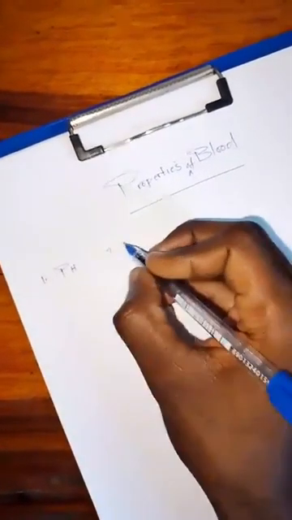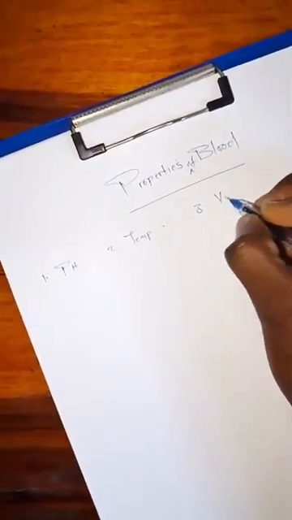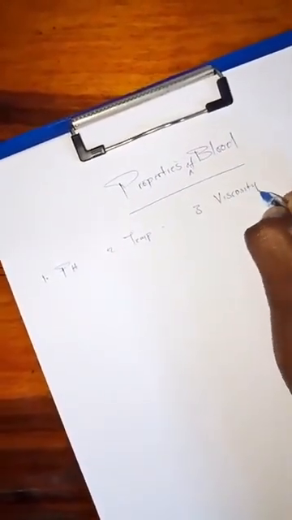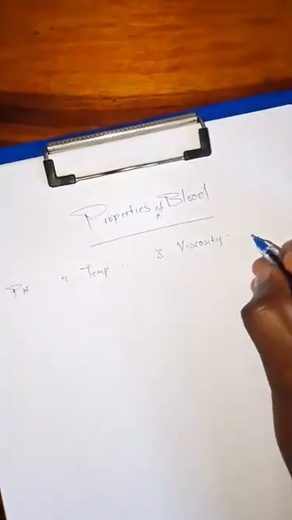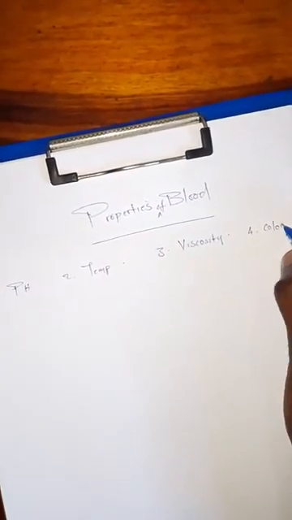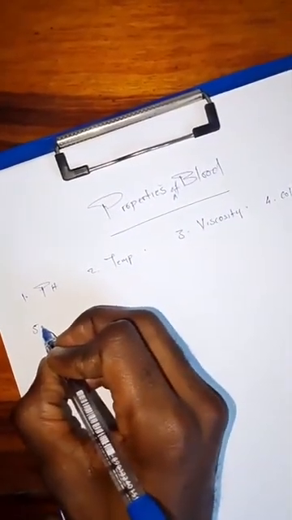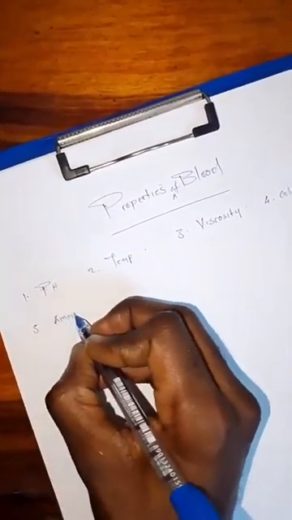So we have got the first property, and this first property is the pH. Then we are going to have the second one, which is going to be temperature. Then we're also going to look at the third property, which is viscosity. Then we're also going to look at the fourth, which is about color of blood. Then we're also going to look at the last one, the fifth one, which is the amount.